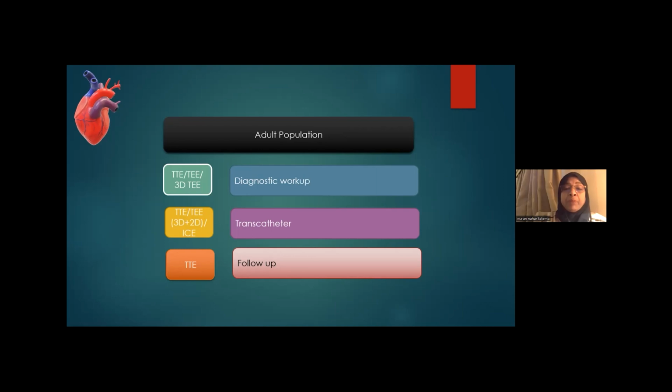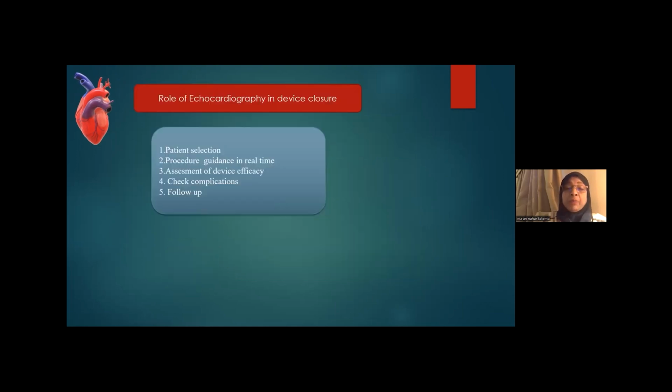In the adult population, for diagnostic workup, we can easily use transthoracic, but if the echo window is poor, we can take the help of transesophageal echocardiography even. And for the transcatheter device closure procedure in the adult population, TEE is better than TTE, or transthoracic echo. For the follow-up, transthoracic echocardiography is useful even in the adult population.